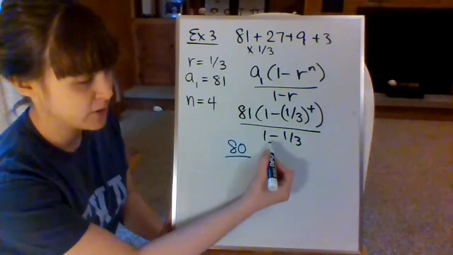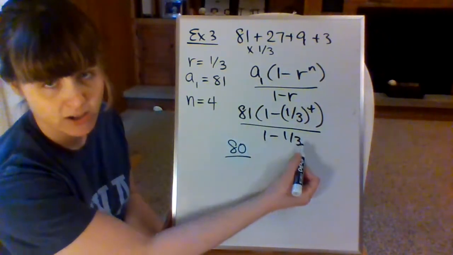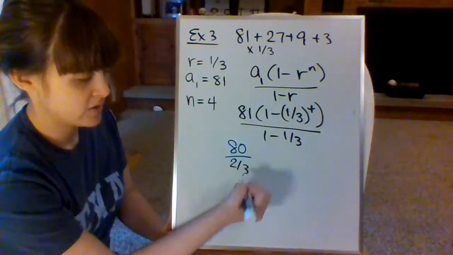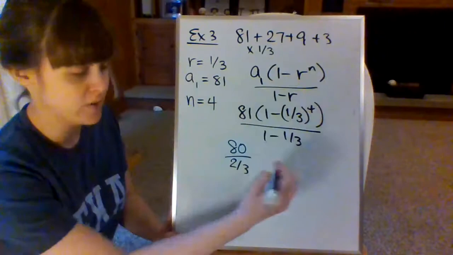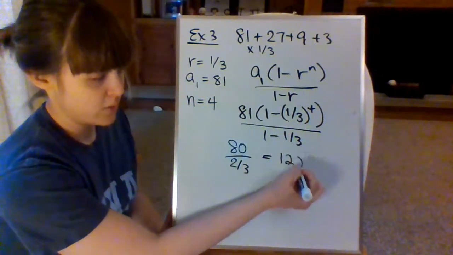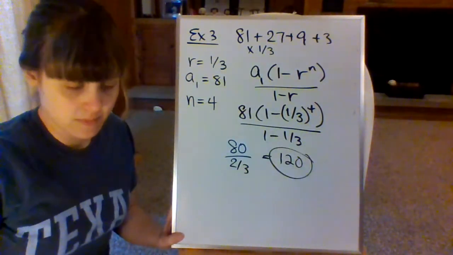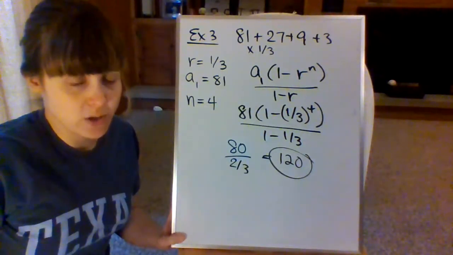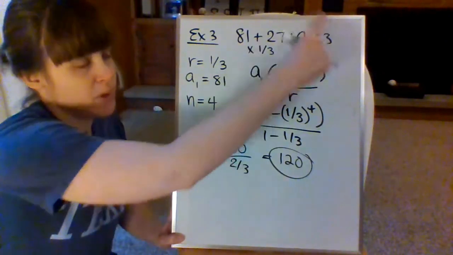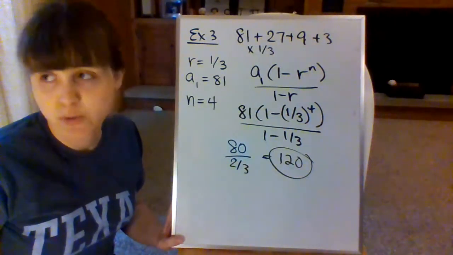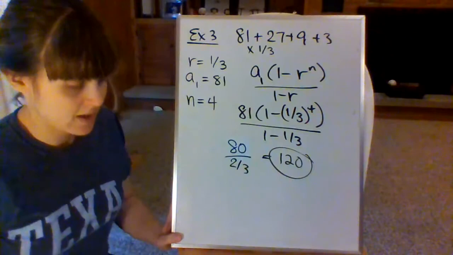Then divided by, parentheses, 1 minus 1 divided by 3, parentheses, equals, and that'll give you the whole final total answer. And if you look at this, 1 minus 1/3 should be 2/3. So you're doing 80 divided by 2/3. That's what your calculator's doing. And it should equal 120. Okay, so the final total answer to that should be 120. And if you want to check it, add up those four numbers and see if it equals 120.